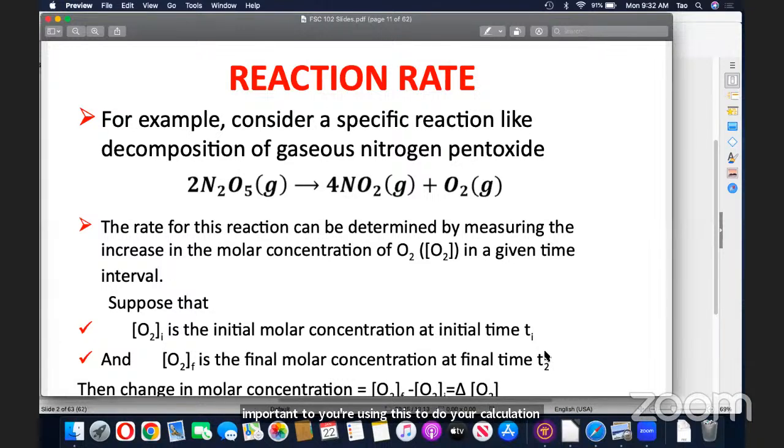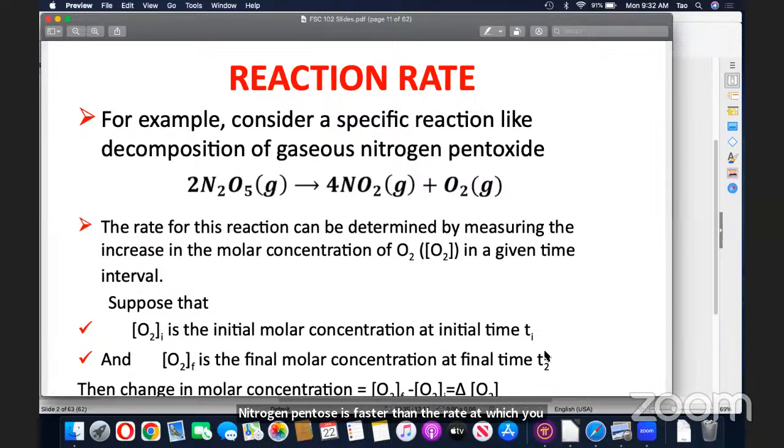2 mole of nitrogen pentoxide will give you 1 mole of oxygen. What this is telling you is that the rate at which you're consuming nitrogen pentoxide is faster than the rate at which you're producing oxygen.